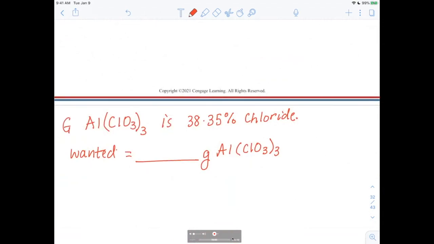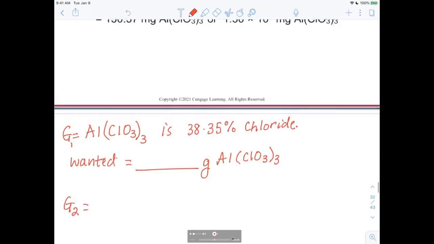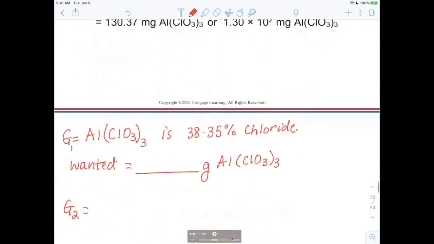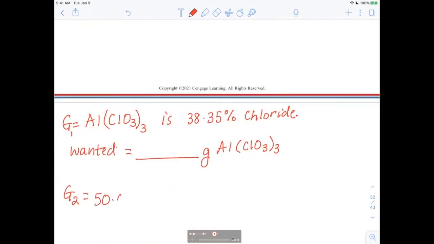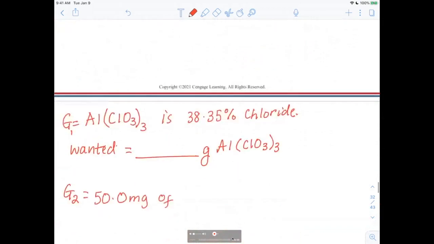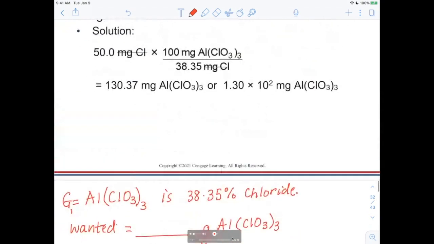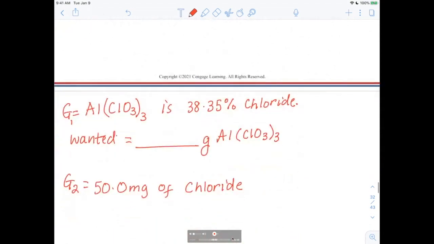So this is our first given. This is a very interesting written question. This is our first given. So I'm going to write it as it's written. Okay. Then they're telling us what's wanted. And they're giving us another given. So I'm going to make this a given 2, which is 50 milligrams of chloride. Okay. So looking at these numbers here, you have 2 givens and you have 1 wanted. I usually have my givens together and my wanted by itself.